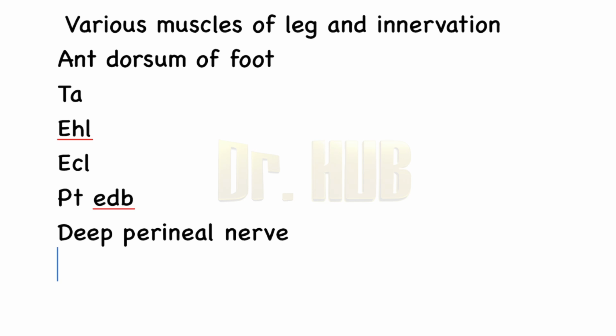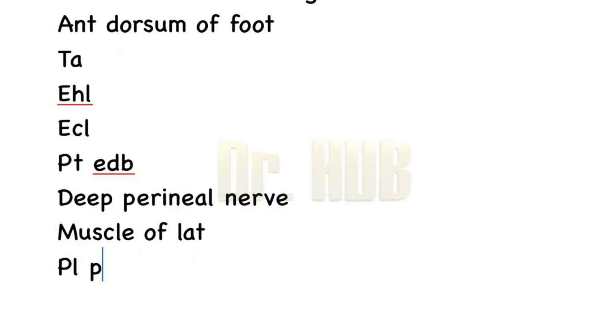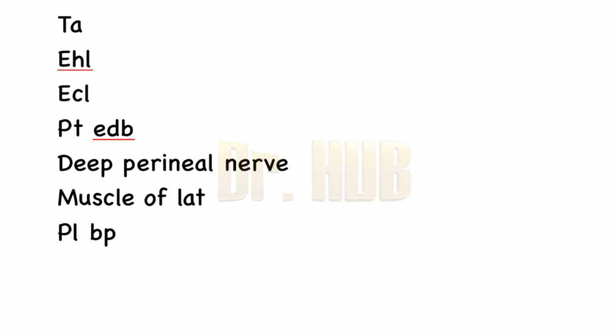Then moving on to the muscles of the lateral compartment of the leg. So this will include the peroneus longus as well as the peroneus brevis, and the nerve supply is the superficial peroneal nerve.